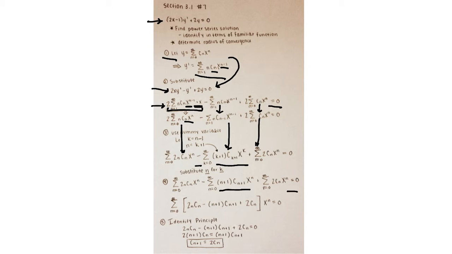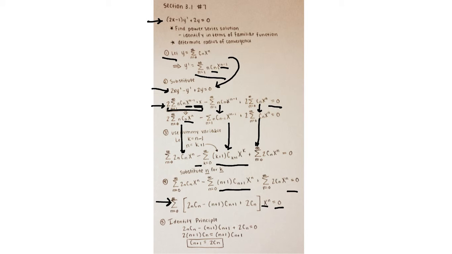Now I just factored out some common factors, so that series and this x to the n. So in here, it's the series from n equals 0 to infinity of the quantity 2n cn minus n plus 1 times c to the n plus 1 plus 2 times cn, and that entire quantity times x to the n, and that is all again set equal to 0.